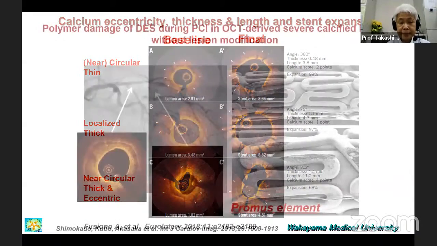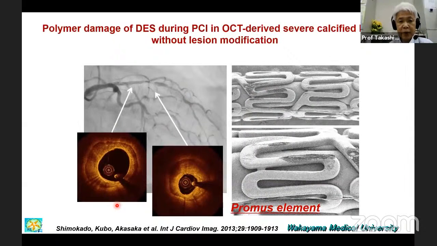Yeah, and the other mechanism of the poor prognosis of the tight calcium lesion with DES is explained by the polymer damage. If you try to push in a DES aggressively through the calcified lesion, you can identify the polymer damage as shown in this slide. This might relate to the poor prognosis. So it is important to do lesion modification by an atherectomy device or shockwave or some other modality, right?